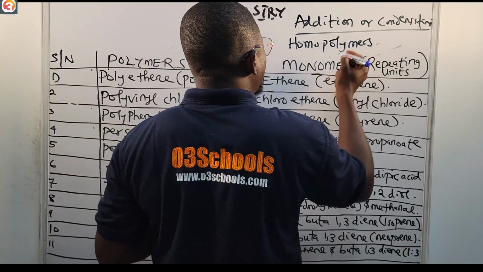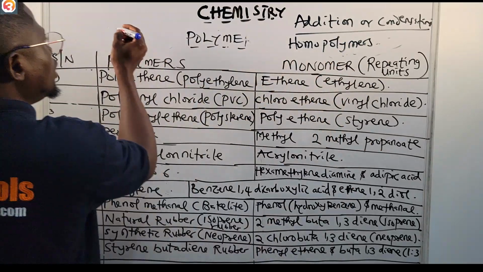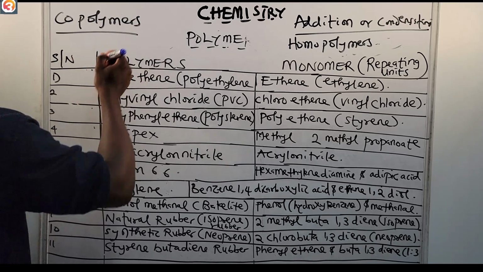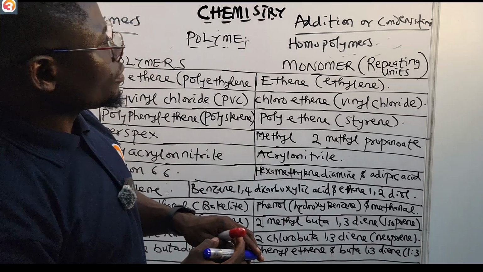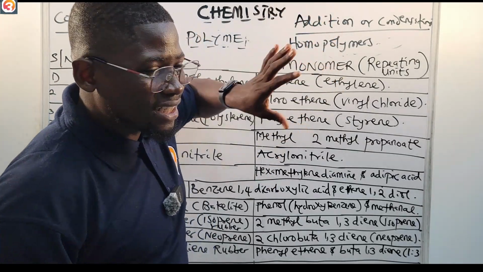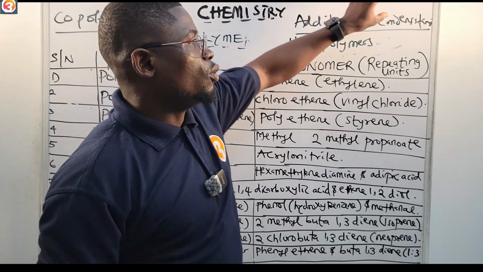Homopolymers. And the other one is copolymers. Take note of that. Let me go over that again. I said polymerization can be either by addition or by condensation.